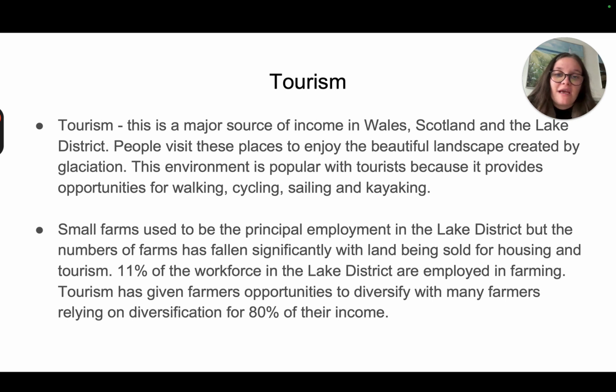Small farms used to be the main form of employment in the Lake District, but the number of farms has fallen significantly, with the land in the Lake District being sold for housing and tourism. 11% of those who live in the Lake District and work in the Lake District are employed in farming, and it has given farmers opportunities to diversify, so focus on different things rather than just on sheep farming or cattle farming, for example. Instead of having to rely on that, they've been able to diversify for 80% of their income, which is really good.